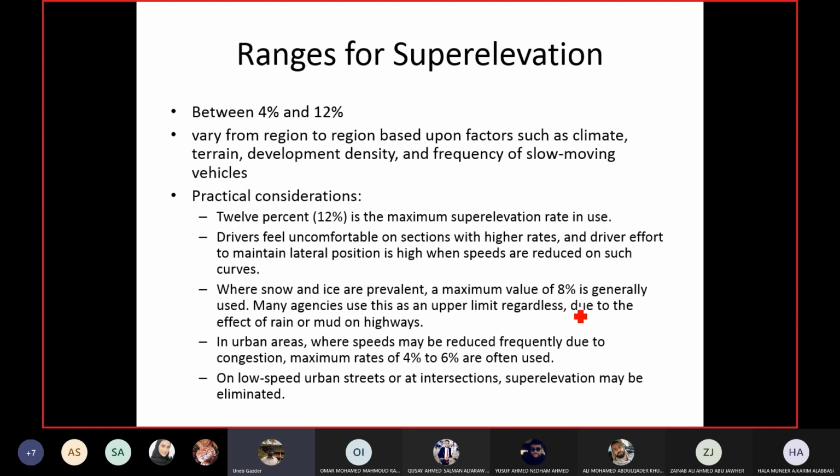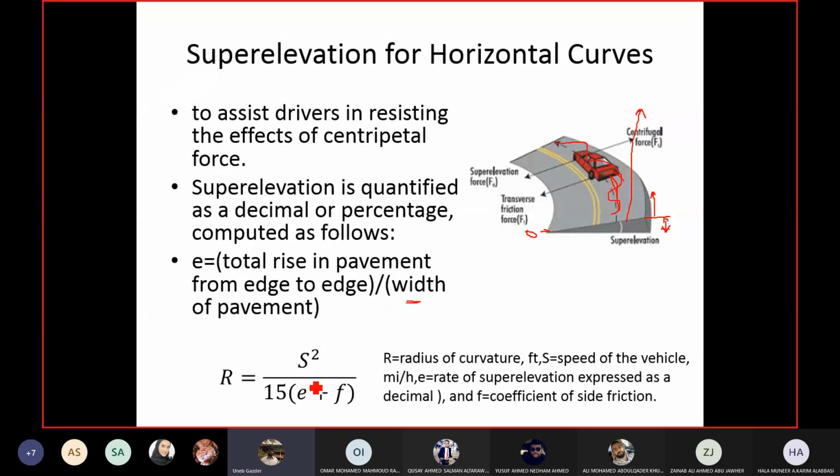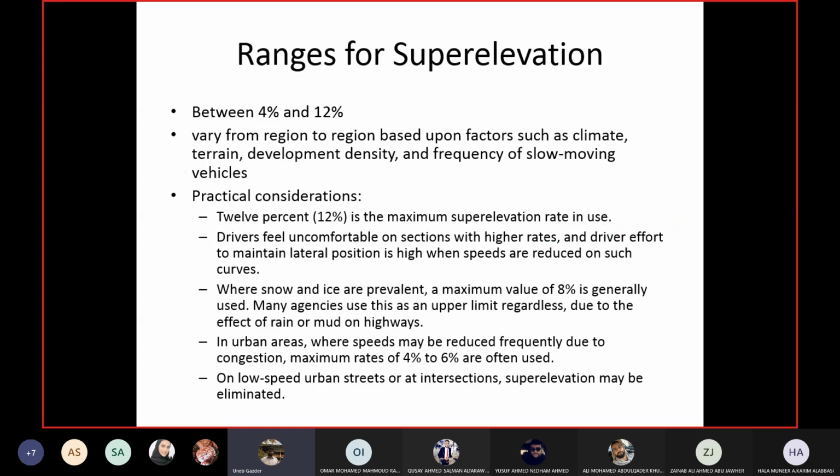For low speed turn, the radius of the curve does not come from that equation. For low speed turn, the radius comes from the minimum radius required by the vehicle. So you go to the textbook or go to the design standards, and you see this is the size of my design vehicle and this is the radius which I need. You can provide it without super elevation.